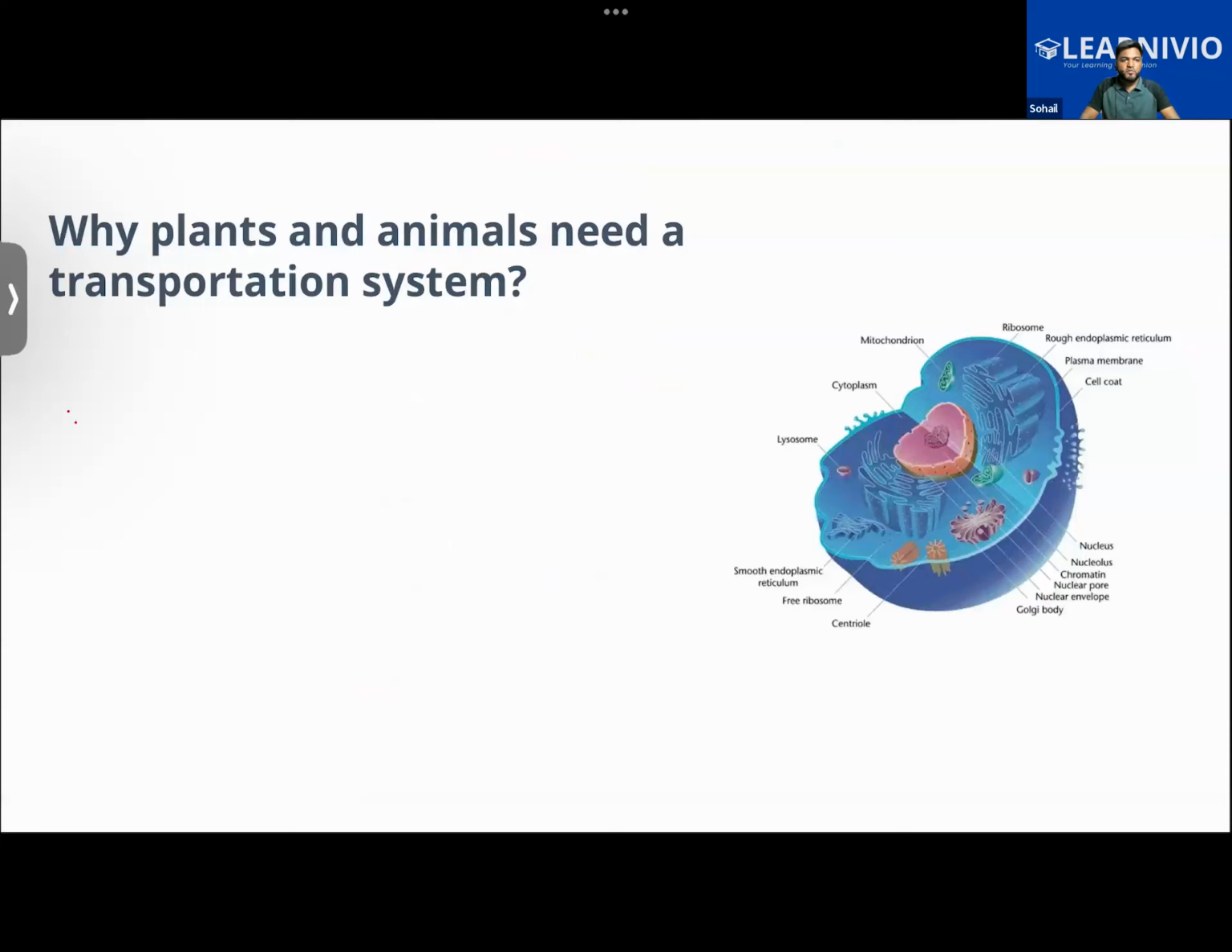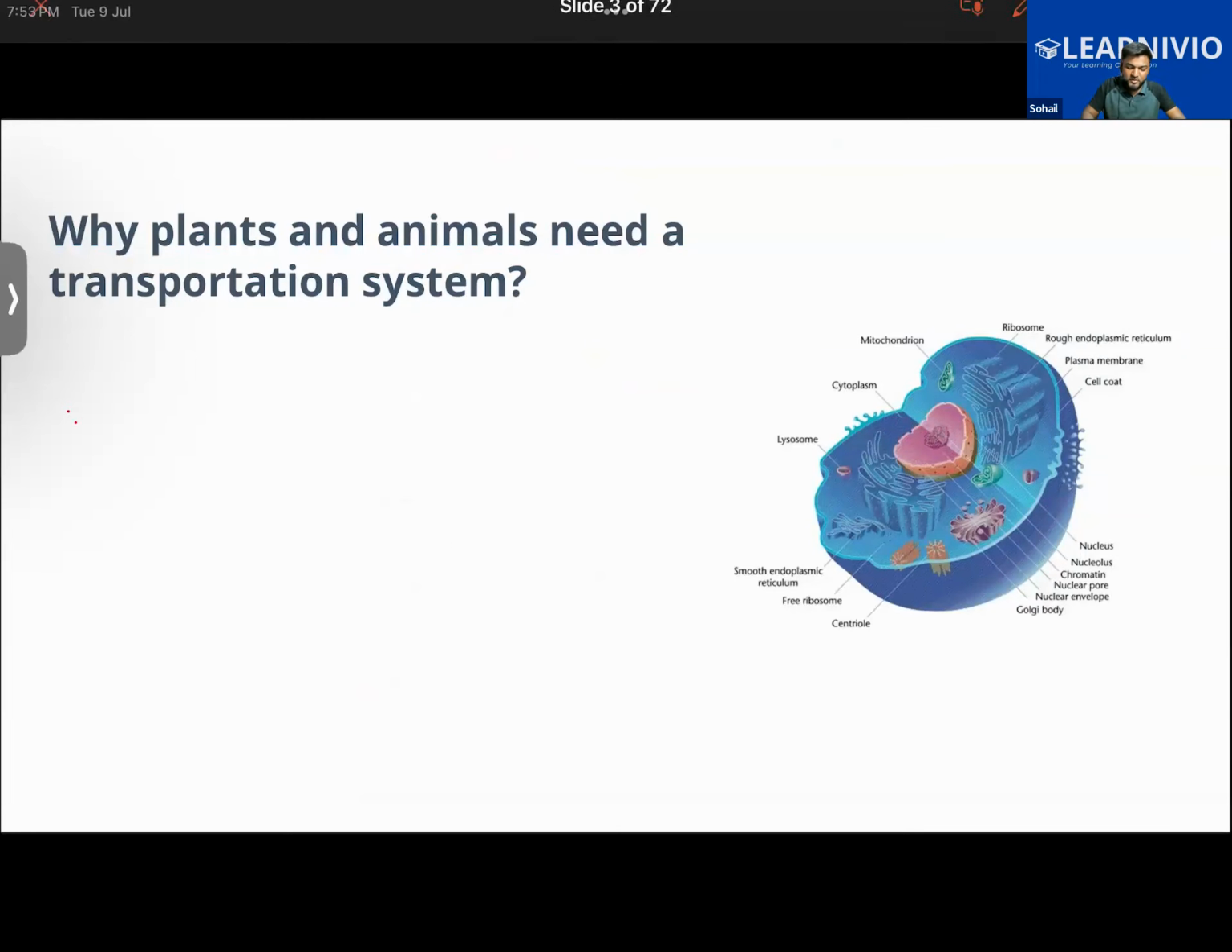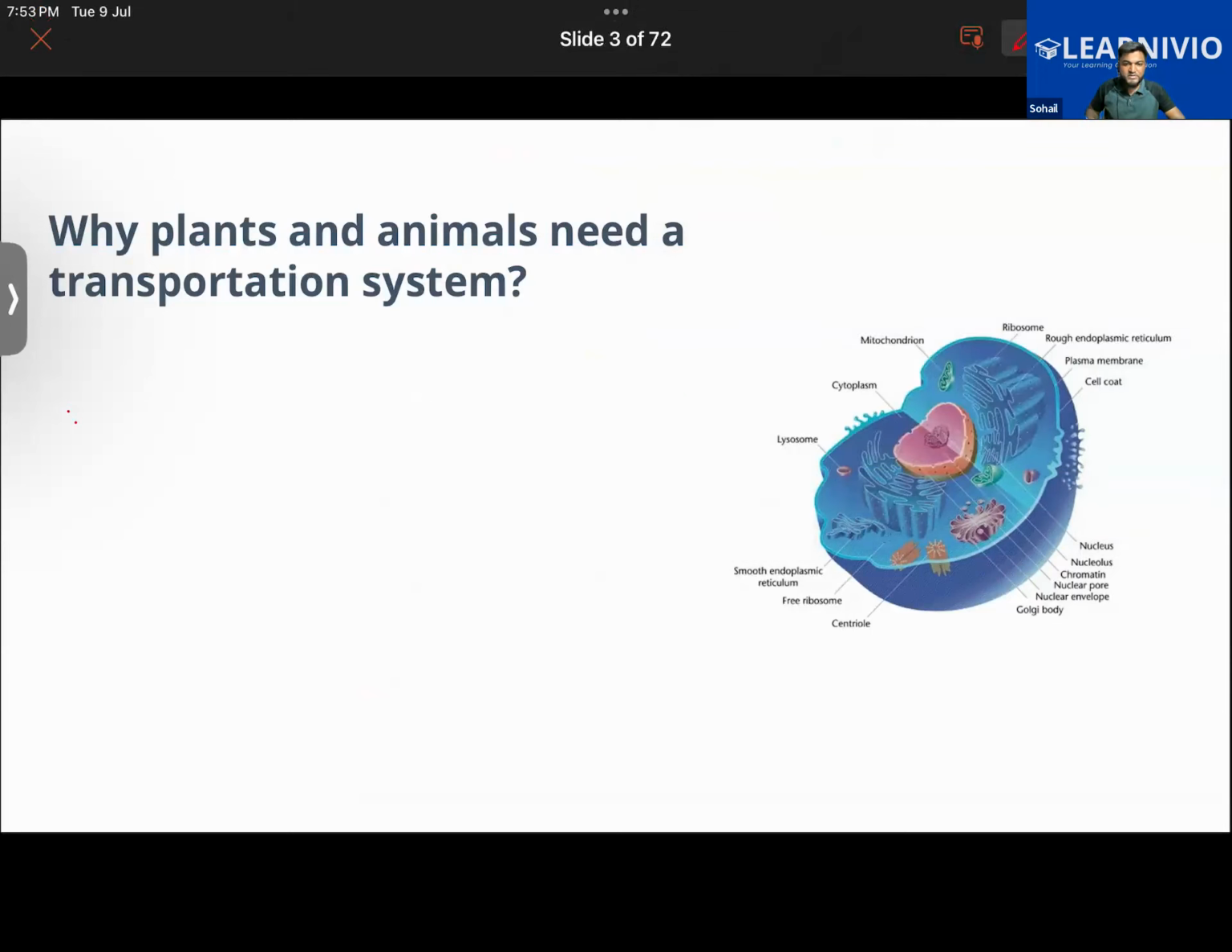Okay. So moments ago, we were discussing why plants and animals need a transportation system. The cell in our body carries out different functions. For example, this is a cell of the brain. Our brain cells have multiple functions. Like it keeps the memory of different things.